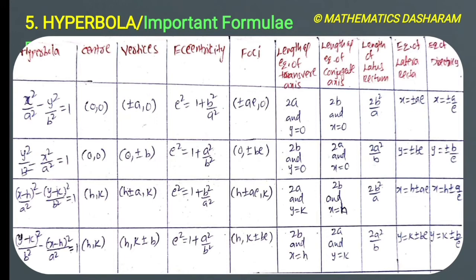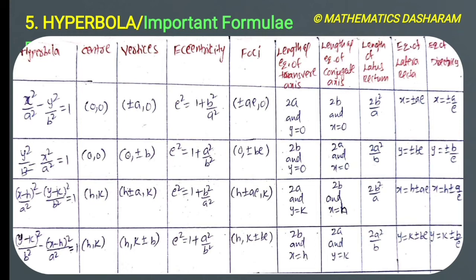Next, the length of the transverse axis is 2a, and the equation of the transverse axis is y equals 0. Next, length of the conjugate axis is 2b, and equation of the conjugate axis is x equals 0. Next, length of the latus rectum 2b square by a. Next, equation of the latera recta x equals plus or minus ae, and equation of the directrices x equals plus or minus a by e.